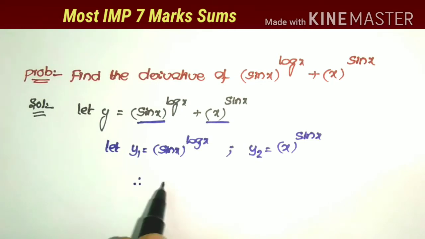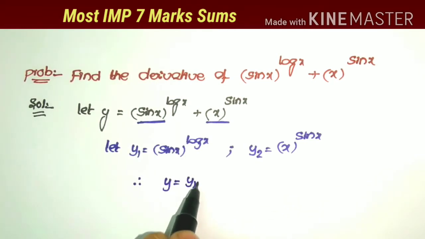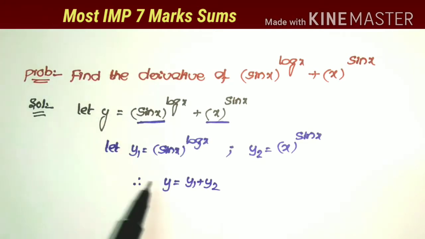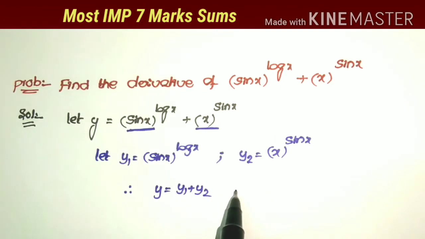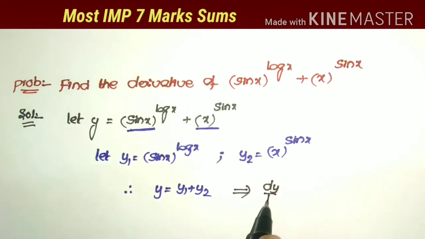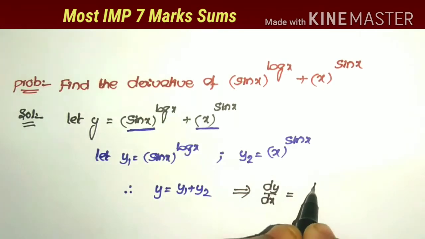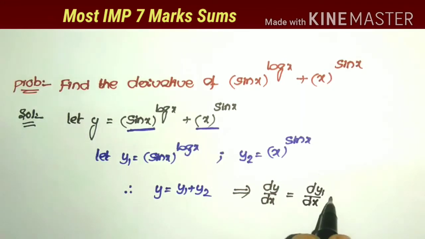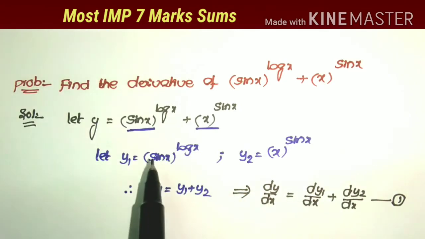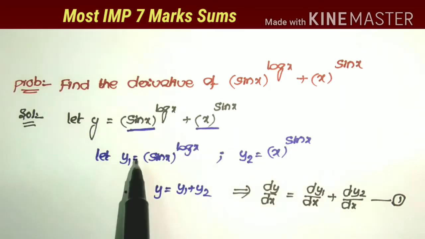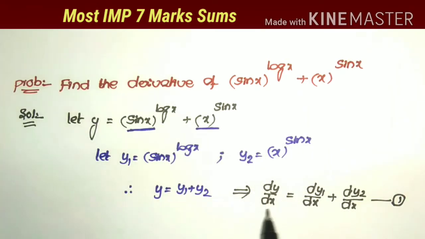Therefore, the given equation becomes y = y1 + y2. Taking the derivative, apply d/dx to all the terms: dy/dx = dy1/dx + dy2/dx. Call this equation 1. To find the derivative, it is enough to take the derivative of y1 and the derivative of y2 and add the two values. That is nothing but the dy/dx value.